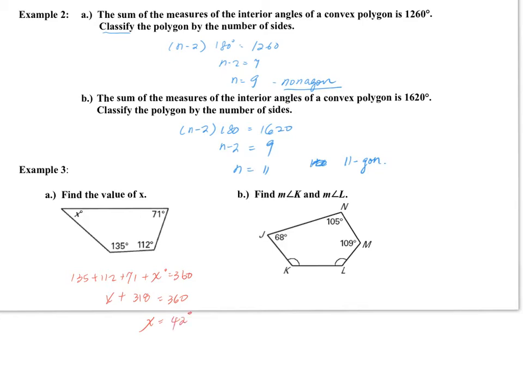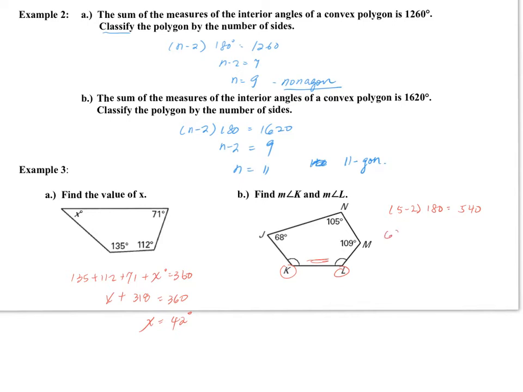And in part B, find measure angle K and measure angle L. And then how do we go about this? So first of all, we need to find out the total measure. So this is a pentagon. So 5 minus 2, that's 540 degrees. And since measure angle K and L have equal measures, we can do this.